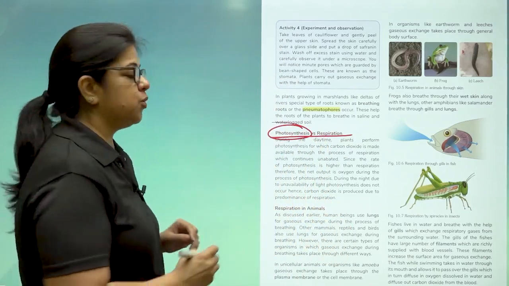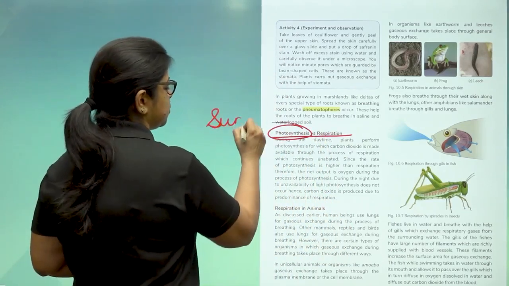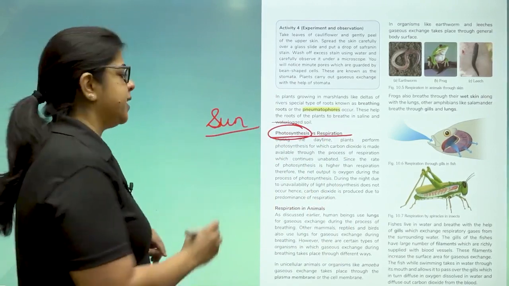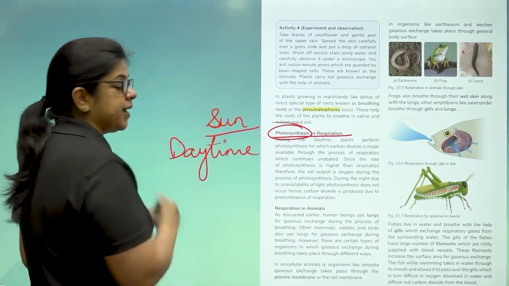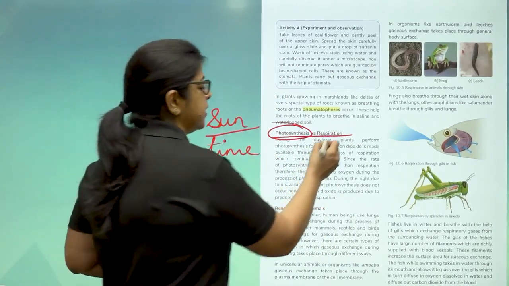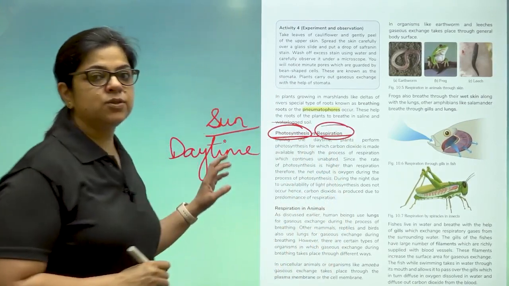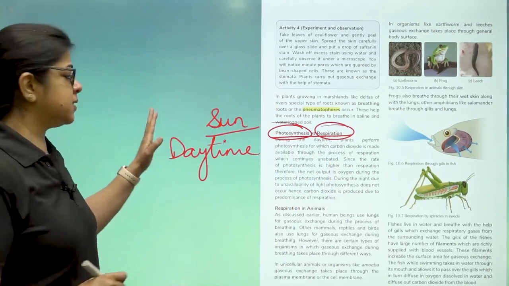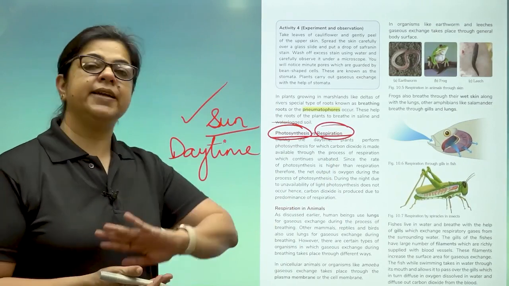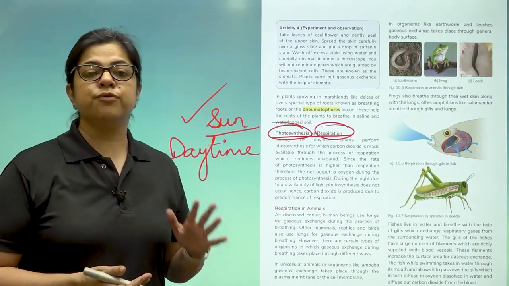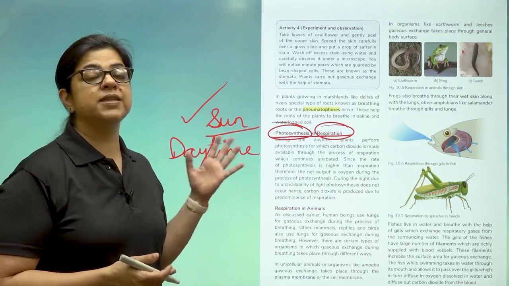Photosynthesis, as we all know, takes place in the presence of sun. That means photosynthesis will take place in daytime, and respiration does not require the presence of sun. So, that means during the day, the amount of carbon dioxide is masked by the amount of oxygen that is produced. But what is happening at night?